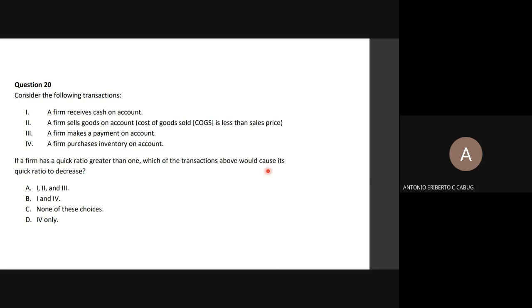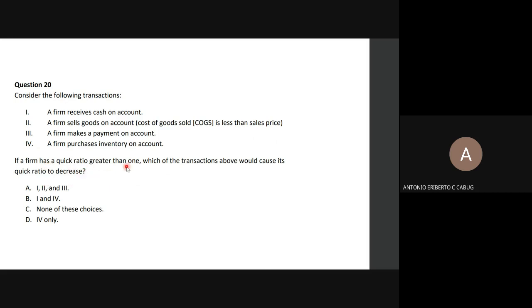Next. What about this one? Question number 3. A, B, C, or D? Okay, dito iba-iba yung sagot nyo. Consider the following transactions. A firm receives cash on account. A firm sells goods on account. COGS lower than sales price. A firm makes a payment on account. A firm purchases inventory on account.